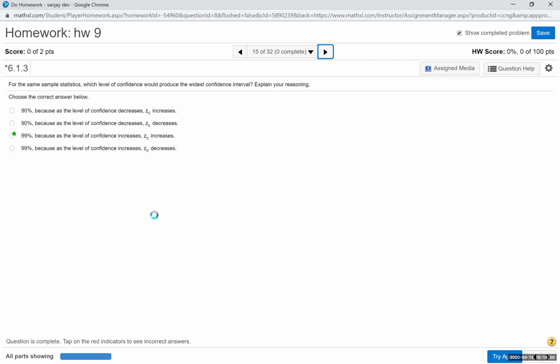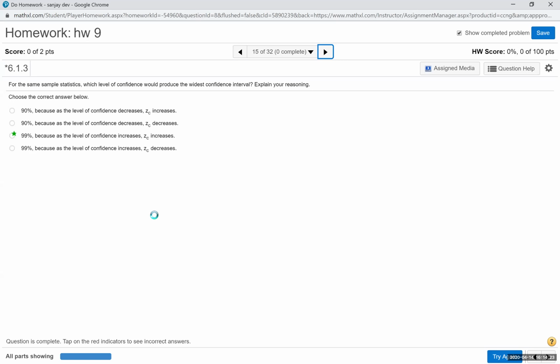One of the numbers that you should really remember: 90% happens to be 1.645. 95% happens to be 1.96. 99% happens to be 2.576. Those are the numbers that we use a lot of times.